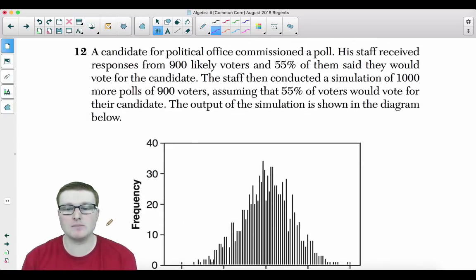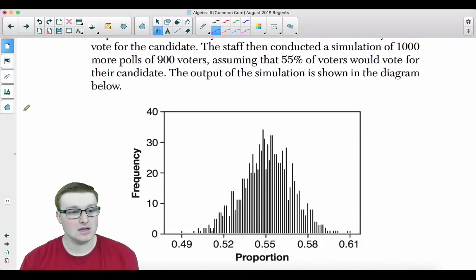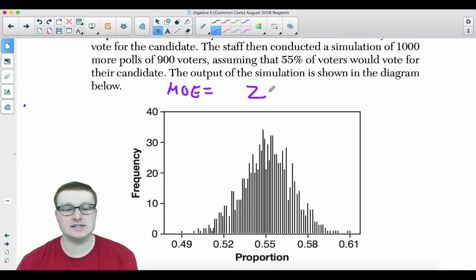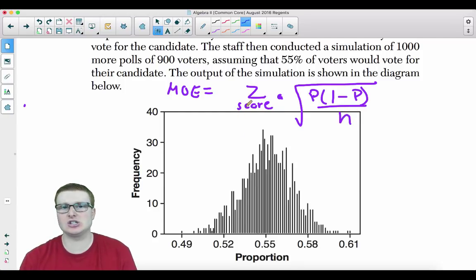So you need to know the margin of error formula. Okay? Here we go. The margin of error formula is this. It is your z-score times the square root of p times 1 minus p divided by n. Let me tell you what those letters mean. So the z-score, it's just a number, and I'll explain that a little bit later.